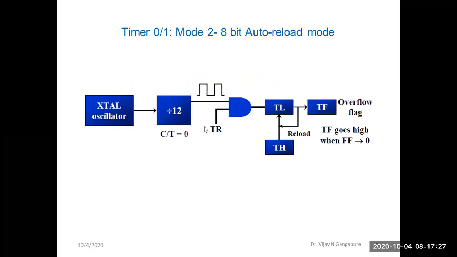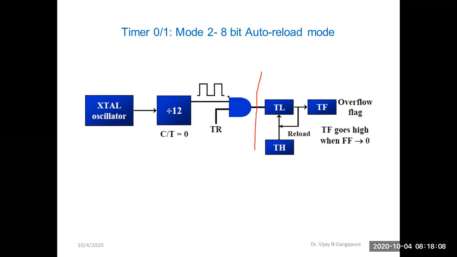Okay, so this is a block diagram of mode 2 of timer 0 or timer 1 of 8051. If you compare this block diagram with the block diagram of mode 1, up to this part, that is the same. So timer clock frequency is derived from the oscillator that is connected to 8051. It gets divided by 12, and that frequency, that is f oscillator divided by 12, acts as the timer clock frequency.